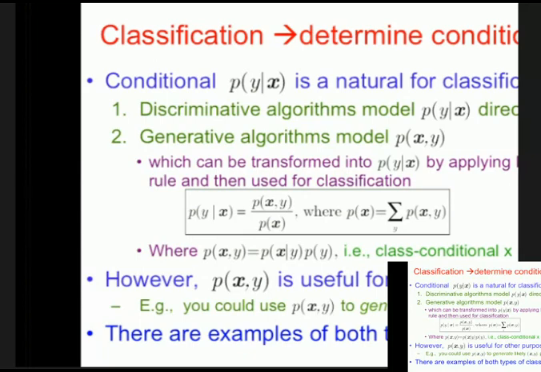Also, the joint distribution is useful for other purposes. For example, you could use P of X, Y to generate likely X, Y pairs. And there are examples of both types of classifiers. Discriminative algorithms directly model P of Y given X, and generative models go about modeling P of X comma Y. But the goal is to get Y given X. And using the joint, you can also do that, or you can directly estimate the value of P of Y given X.